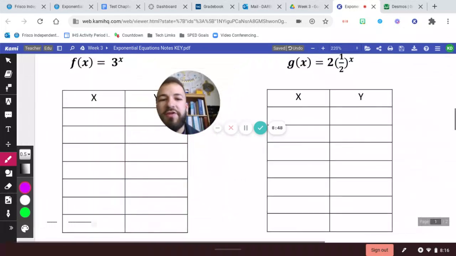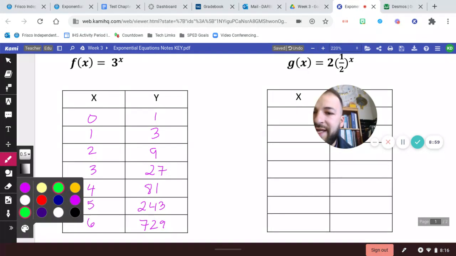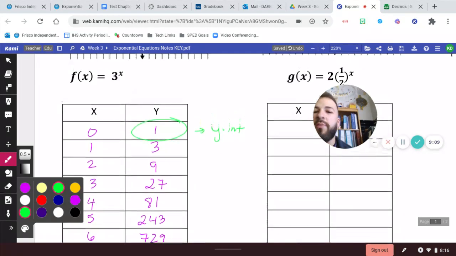Okay, so now let's talk about this a bit. Some things you should notice just from our table. And remember, this is a table of values, our x values and the y values we get out. First and foremost, right here, where x is equal to 0, y is equal to 1. So what do we call that? That is our y-intercept. Where else do we see 1 in our problem?